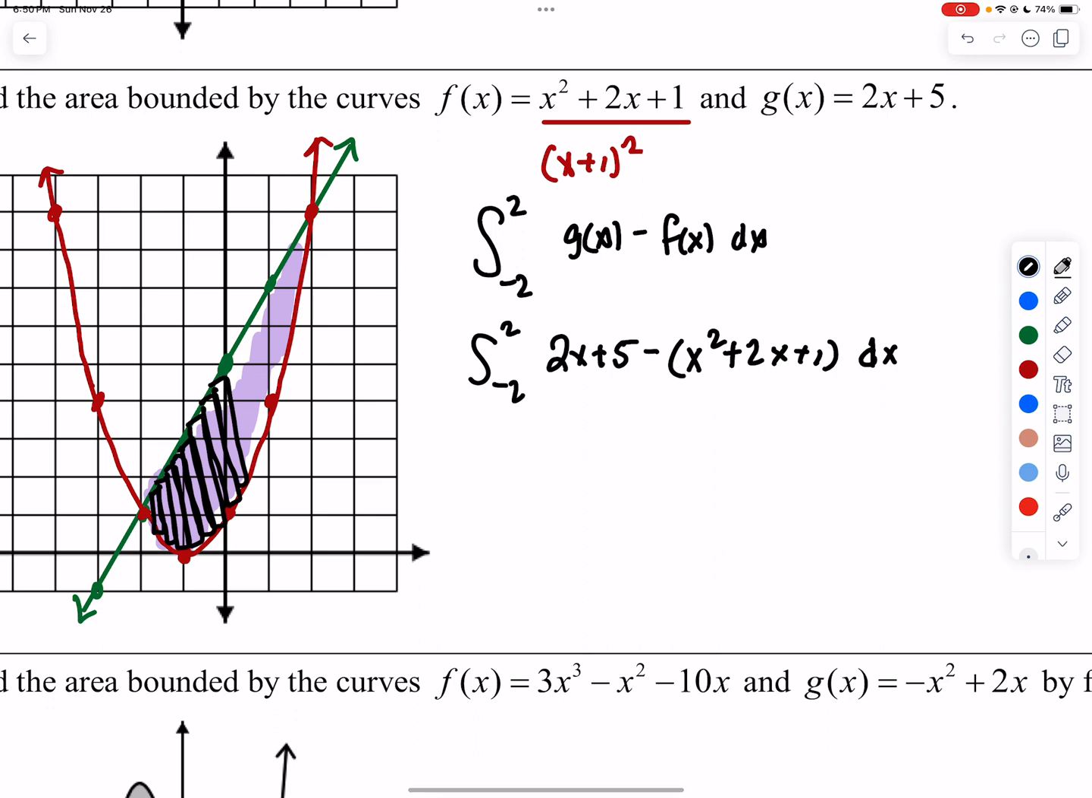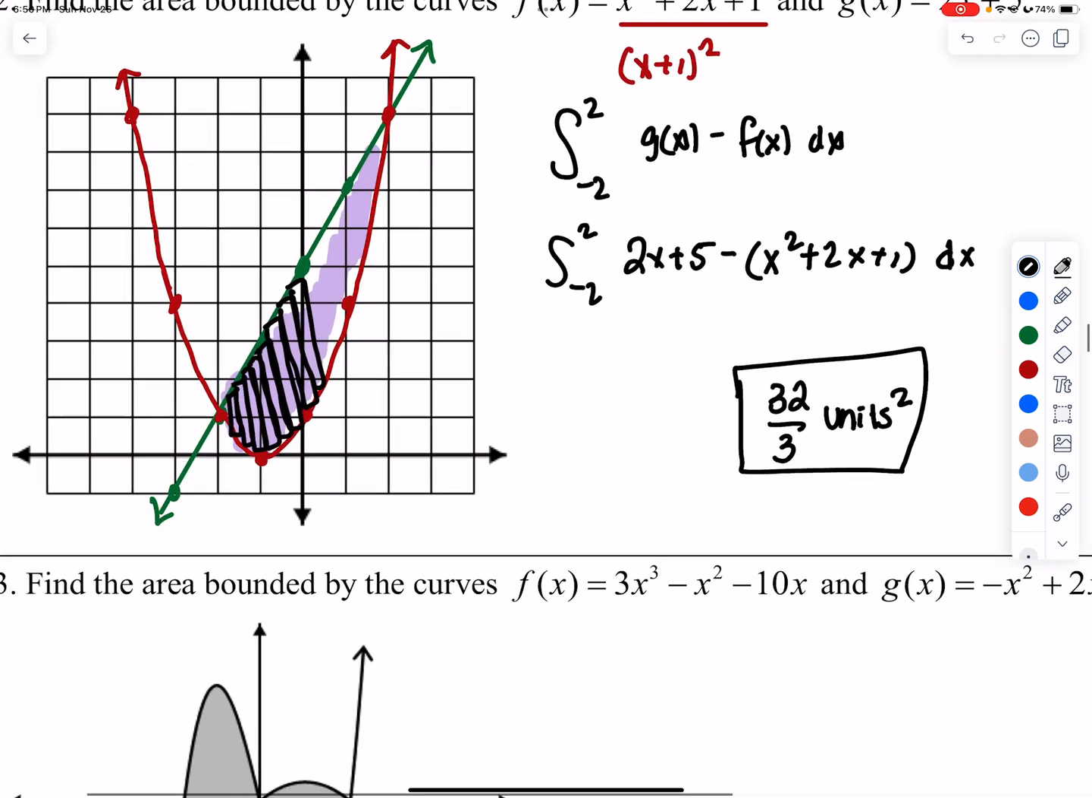And what you're going to do is just make it pretty first and then integrate it. And then once you do that, you should get an answer of 32 over 3 units squared. Make sure that you know that it's 32 over 3. So make sure that you know how to integrate and all of that stuff.